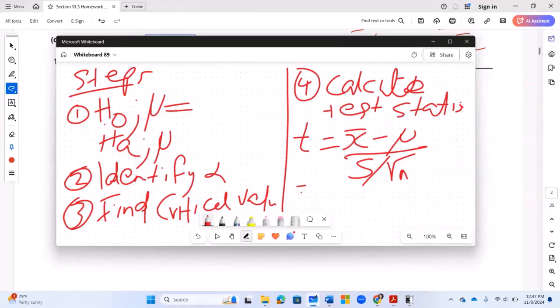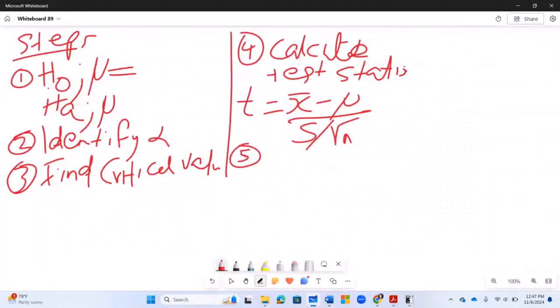Okay, step 5, use your test statistic to make a decision whether to accept the null or reject the null. You do not have any business accepting or rejecting the alternative. You are either accepting the null or rejecting the null. When you accept the null, then the alternative is not correct. When you reject the null, then the alternative is correct. So make a decision to accept or reject.